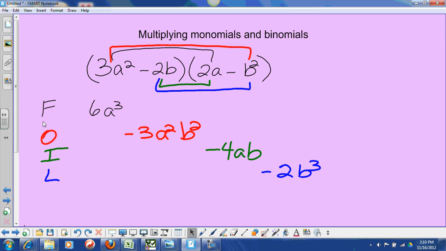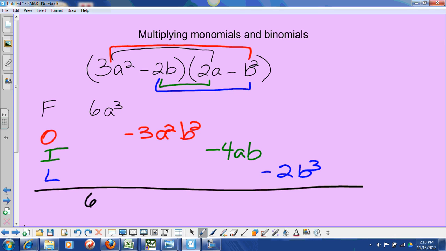So our answer for this one, we're going to have 4 different ones. So it's 6a to the third minus 3a squared b squared minus 4ab minus 2b cubed. Since none of our variables are identical, we cannot combine anything, and this is our answer.